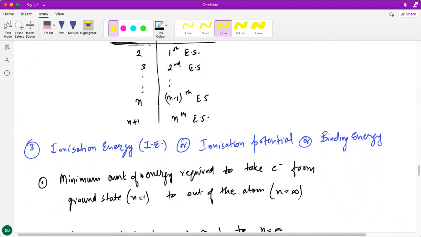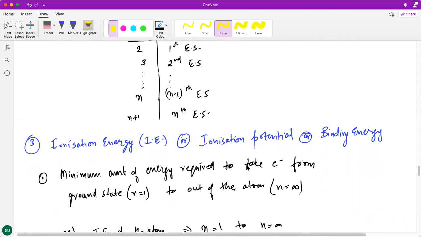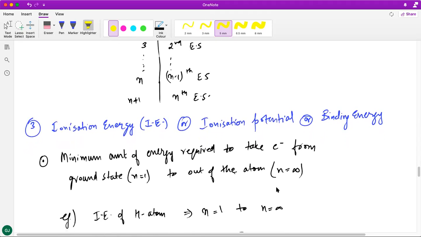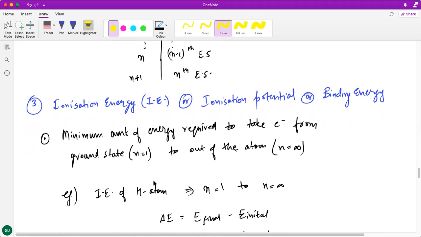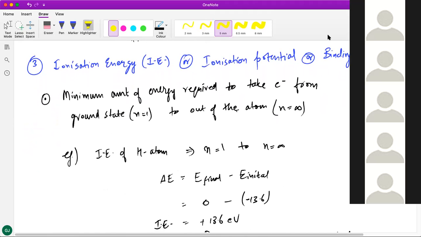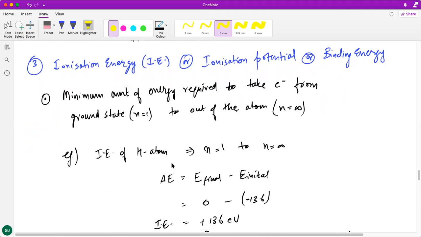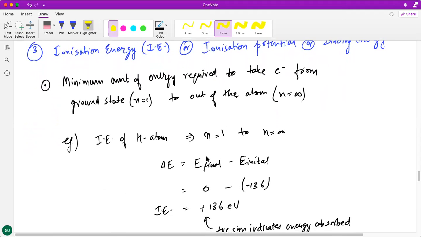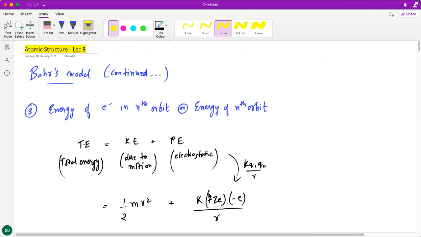It is the minimum amount of energy required to take an electron from the ground state, that is n equal to 1, to n equal to infinity, right? And we just did certain calculations based on that. So for the hydrogen atom, if I was to ask you what will be the ionization energy, you would simply put in the energy levels of the first and the far away, and you will get that answer.